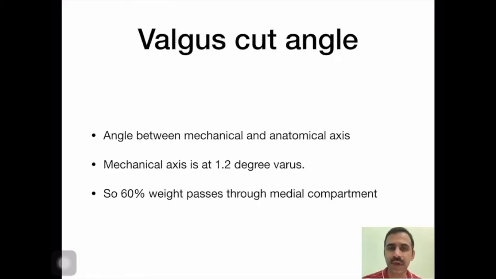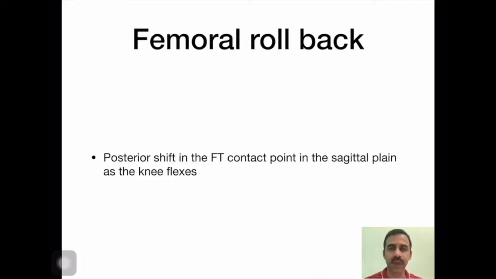We should know what the valgus cut angle is. It is an angle between the mechanical axis and the anatomical axis of the femur. Mechanical axis is at 1.2 degrees of varus. So 60% of the weight will be passing through the medial compartment. Femoral rollback is another concept. It is the posterior shift in the femorotibial contact point in the sagittal plane as the knee flexes. That is called the femoral rollback.